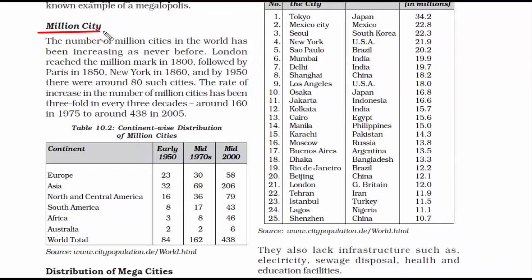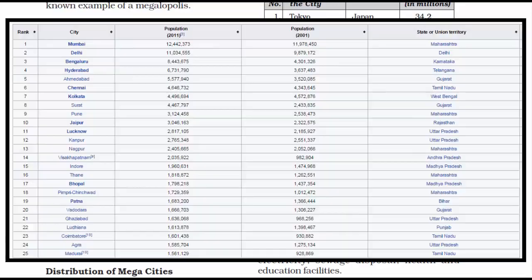The fifth type of urban settlement is the million city. These are cities with a population of more than a million. By this definition, a megalopolis also falls under this category. A million is 10 lakhs. Just look up the population of various cities in India. Anything above 1 million is a million city.